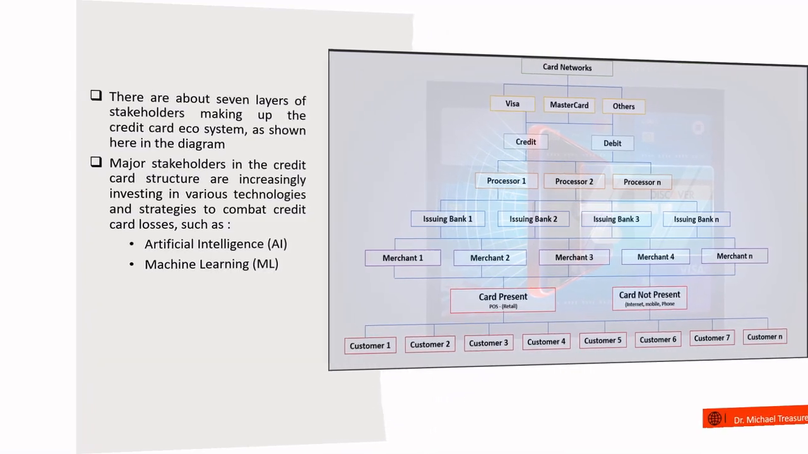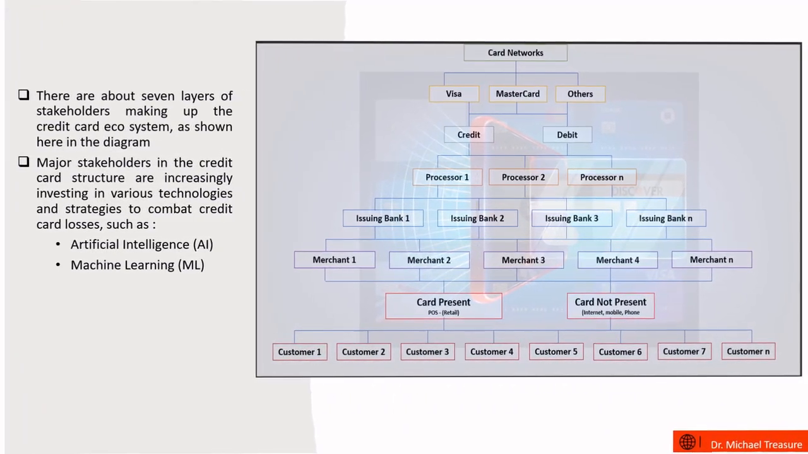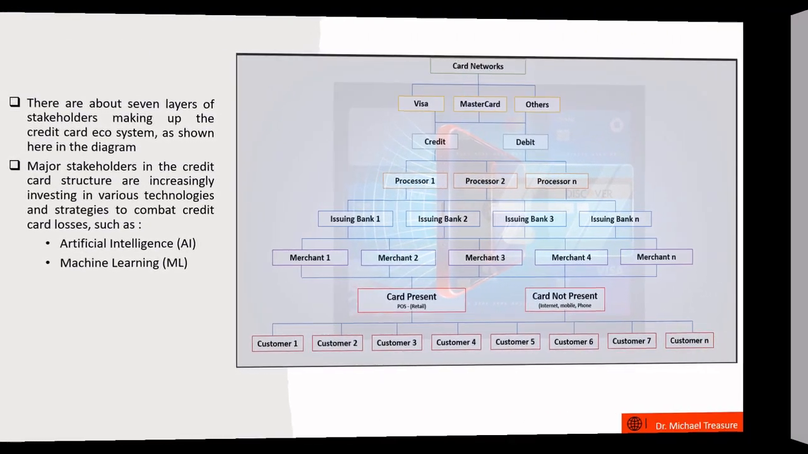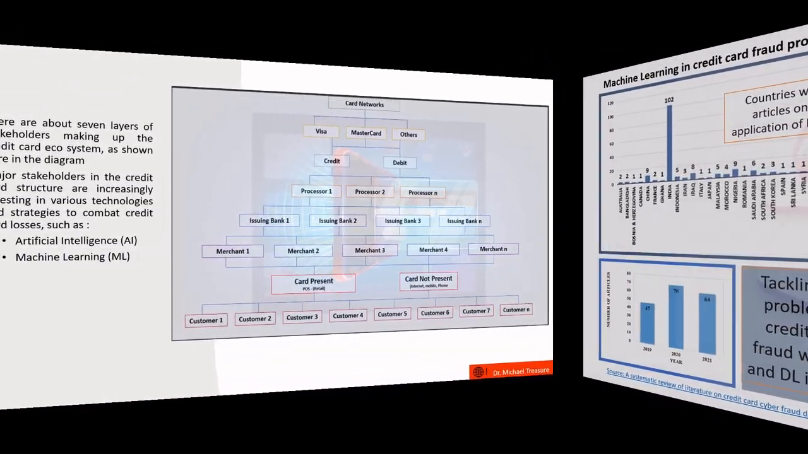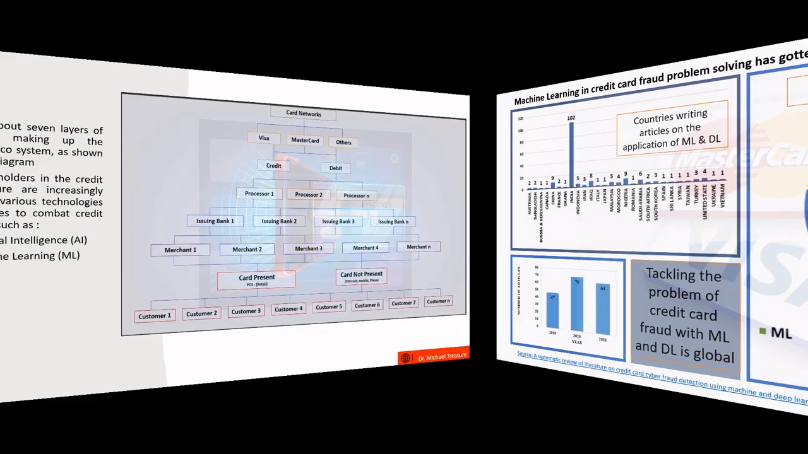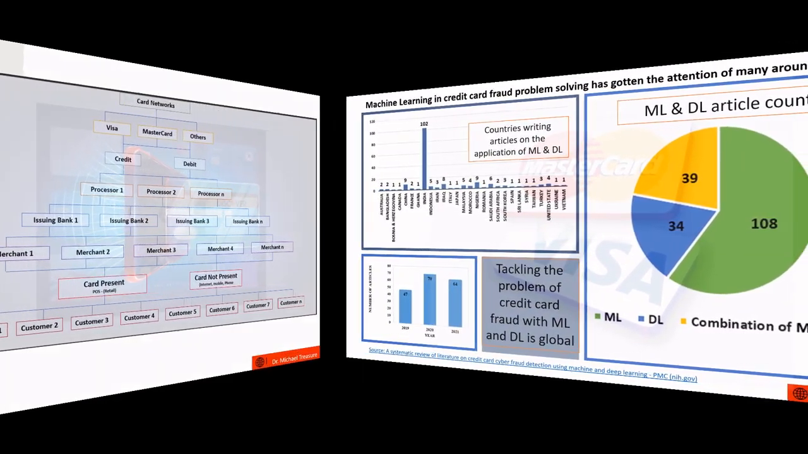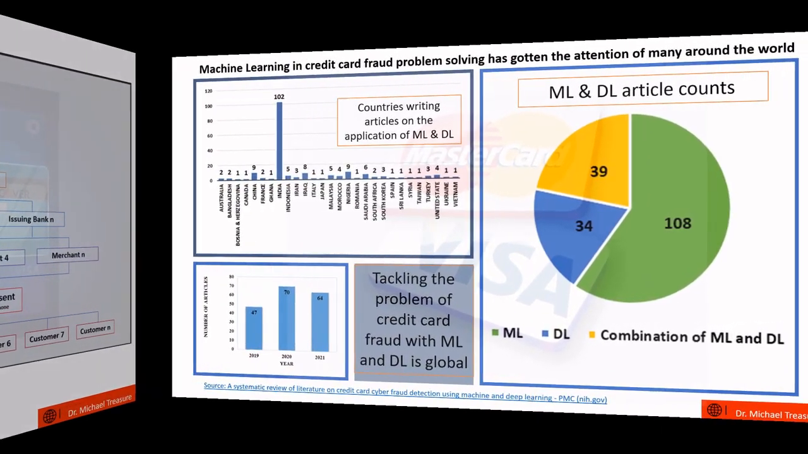As shown here in the diagram, there are about 7 layers of stakeholders that make up the credit card ecosystem. Major stakeholders in this ecosystem are increasingly investing in various technologies to combat credit card losses. Two of the major technologies of increasing importance are artificial intelligence, AI, and machine learning, ML.